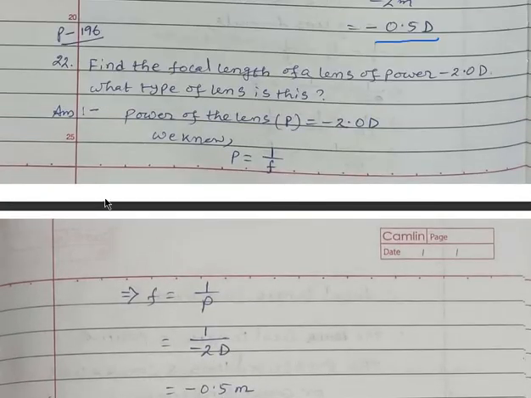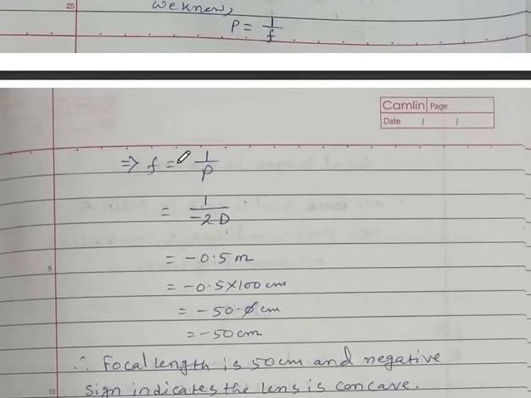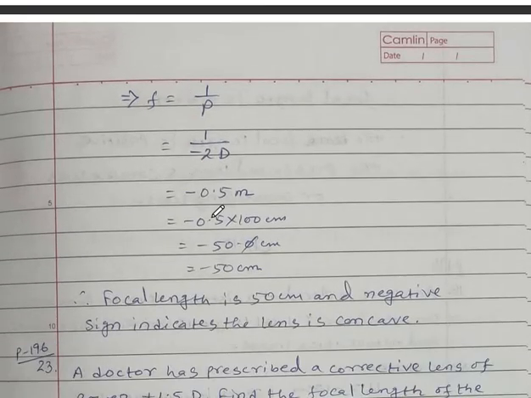So in this question they are telling us to calculate the focal length where the power of the lens is given, and what type of lens is this. So after calculation the focal length we got is minus 50 centimeter. You can conclude now, therefore focal length is 50 centimeter and the negative sign indicates the lens is concave.